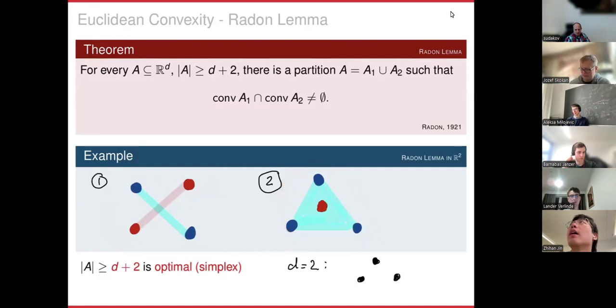Right? And now, the statement of this lemma is optimal. So this d plus 2 cannot be replaced by d plus 1, as a simplex shows. So for example, if d is equal to 2, then if you take these 3 points, you cannot split them in such a way.